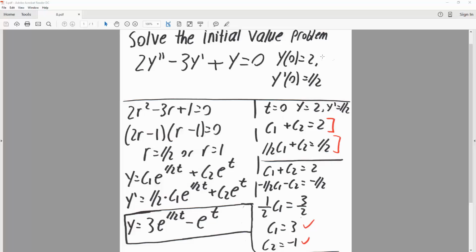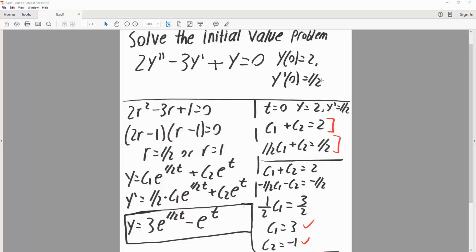Okay, in this video, we will solve a second order linear equation with constant coefficients. So we have 2y double prime minus 3y prime plus y is equal to 0, where y(0) is equal to 2 and y prime(0) is equal to 1/2.